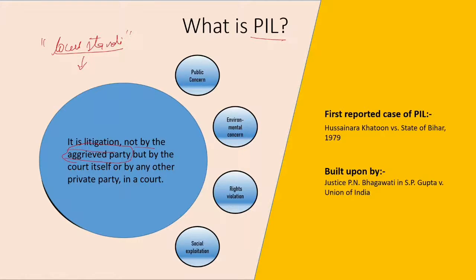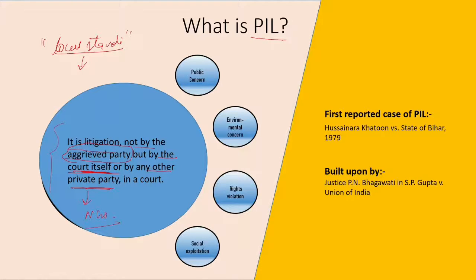So it is a litigation not by the aggrieved party, but by the court itself. So that means the court can take up the issue by itself or through any other private party, or a third person. The third person can be a private party, just an individual or an NGO. Okay, so this is the complete definition.